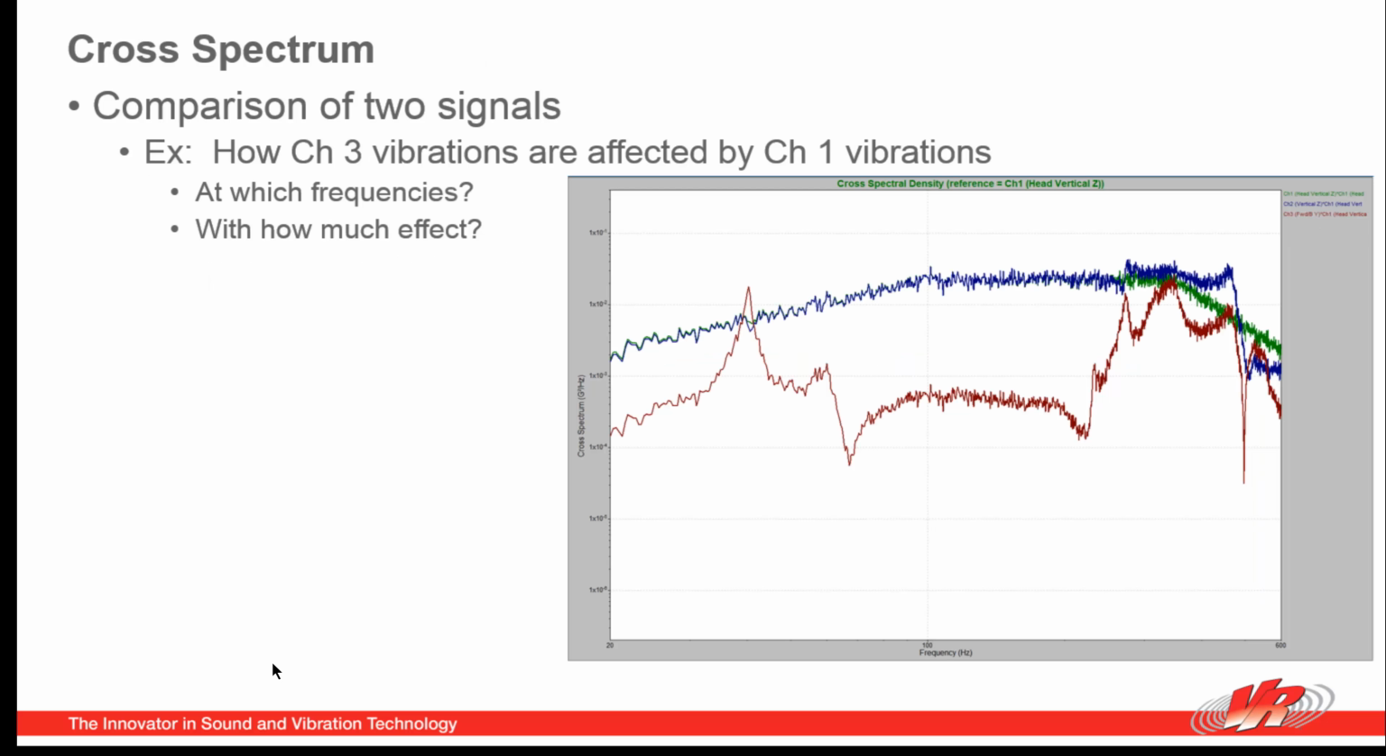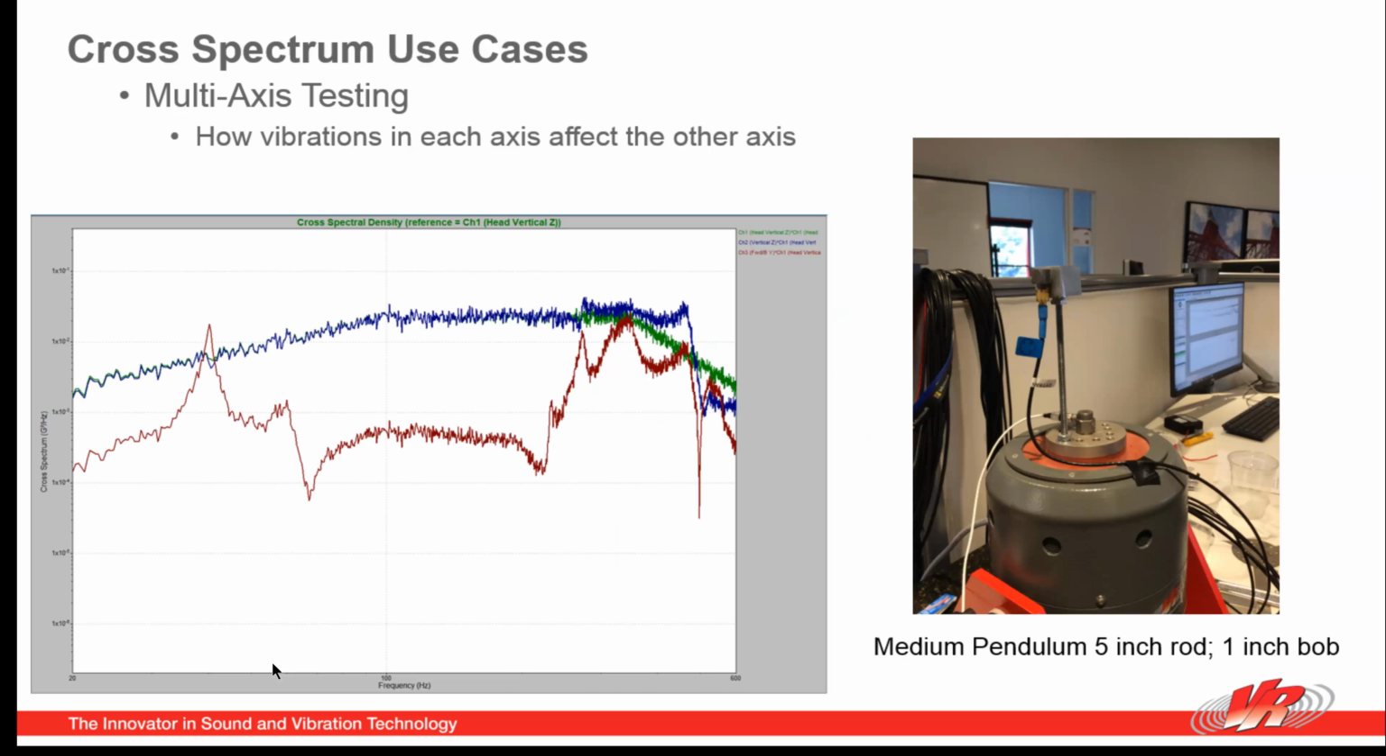Cross spectrum. How are my vibrations in axis 3, for example, affected by the channel 1 vibrations, and at what frequencies, and with how much effect? And therefore, in multi-axis testing, we can use the cross-spectrum plots to evaluate those situations.